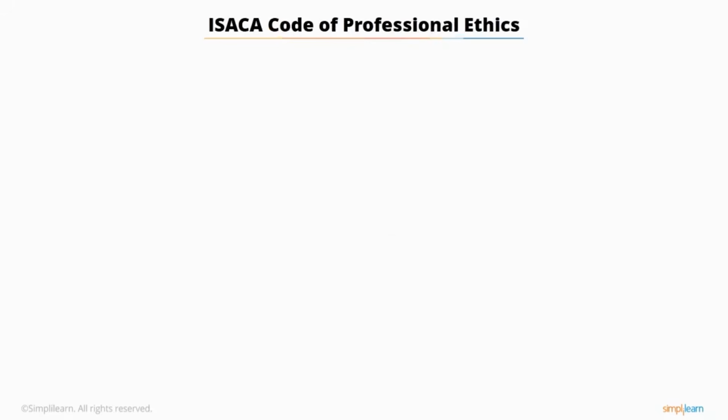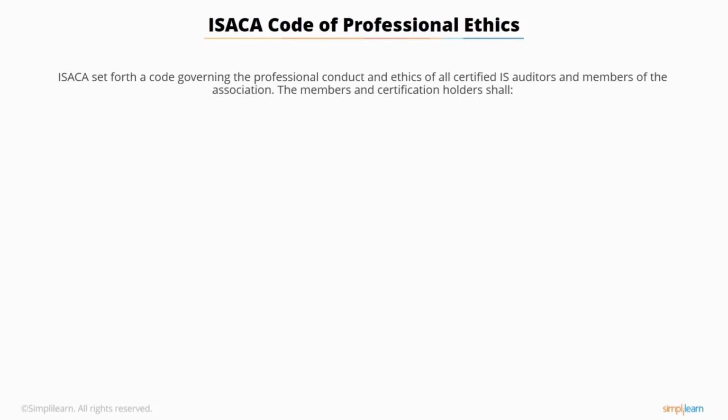The Code of Professional Ethics is critical to understand. We're going to read it right now, pausing with certain portions to give a little extra commentary where needed. ISACA set forth the code governing the professional conduct and ethics of all certified IS auditors and all members of ISACA.